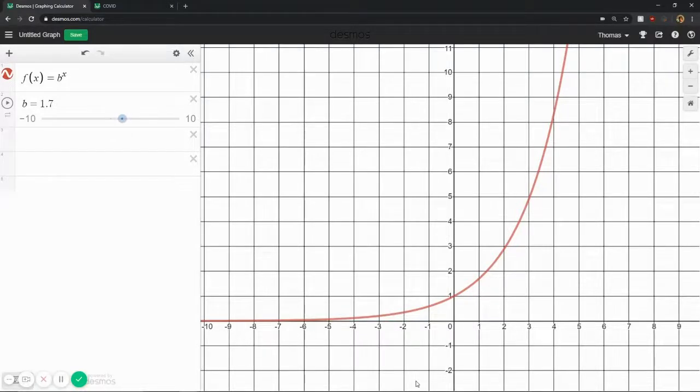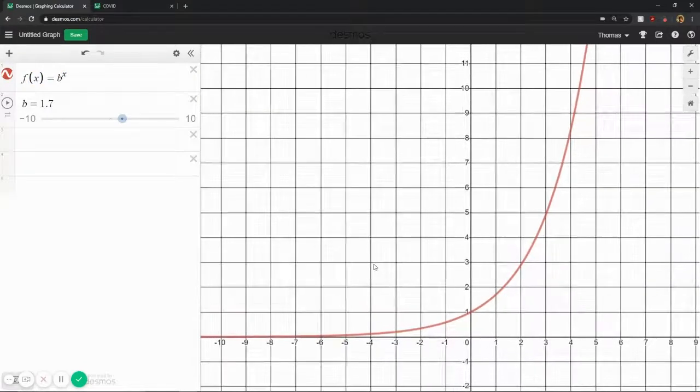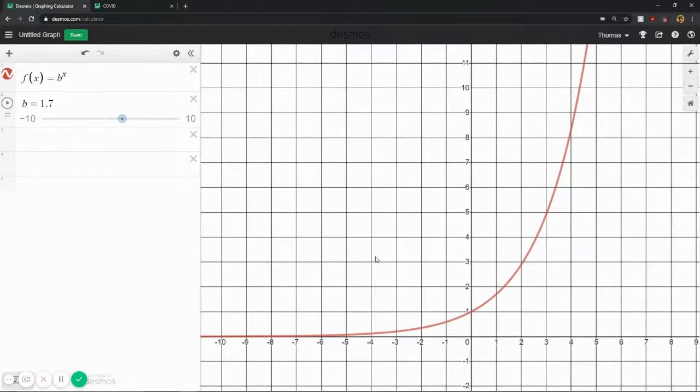Something that I like to do when I'm learning a new function that I don't know much about is come up with a really basic version of that function and type it into Desmos and start playing around with it. So here I've got the most basic possible exponential function. f(x) is equal to b to the x power.